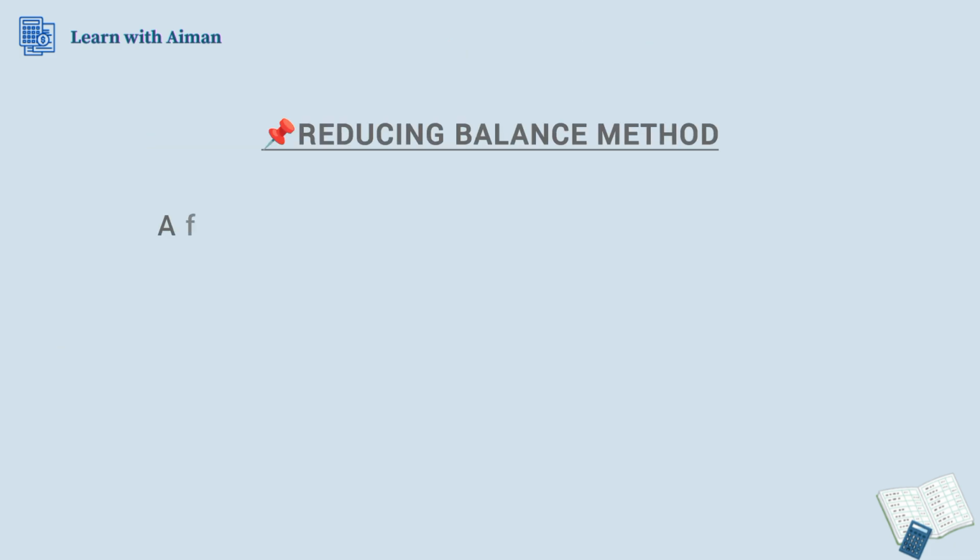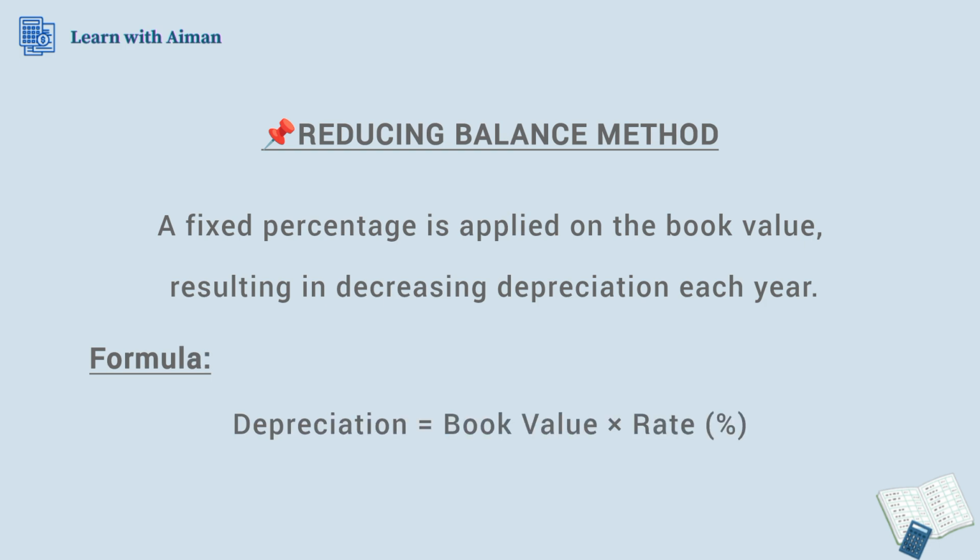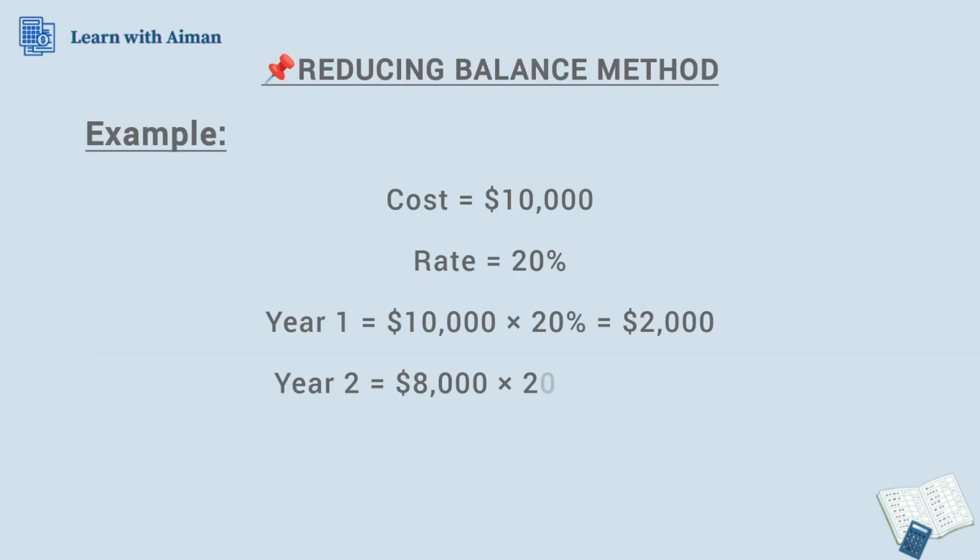Reducing balance method. A fixed percentage is applied on the book value, resulting in decreasing depreciation each year. Formula: depreciation is equal to book value multiplied by rate in percentage. So the cost of the asset is $10,000. Let's say our rate of depreciation is 20%. In year 1, we get 10,000 multiplied by 20%, so we get 2,000. In the next year, first we subtract our 2,000 from our $10,000. We get 8,000. Then we multiply it by our 20%, and so we get 1,600, and so on.